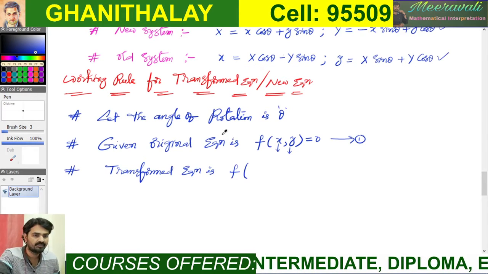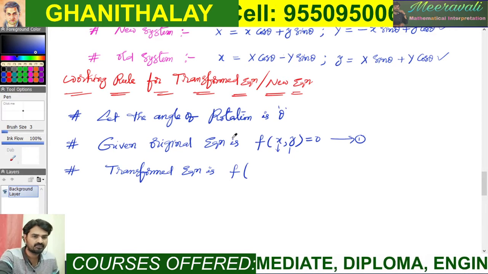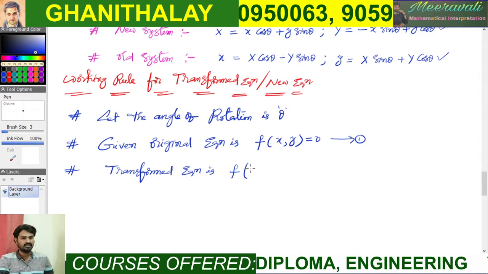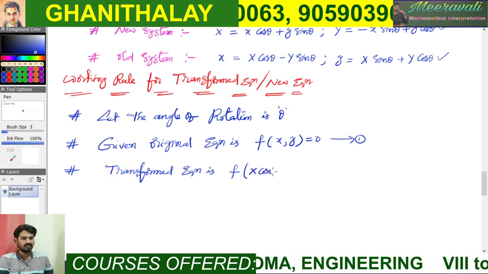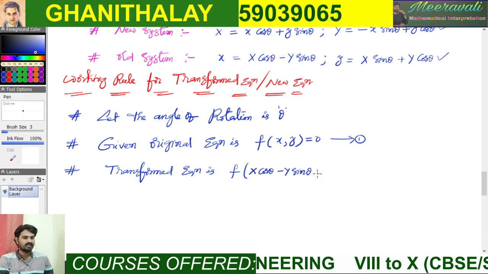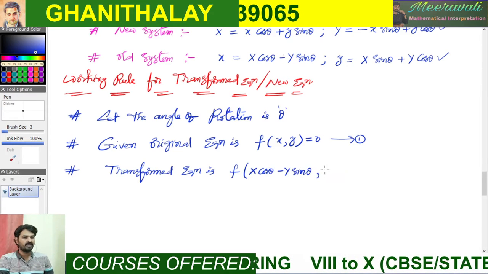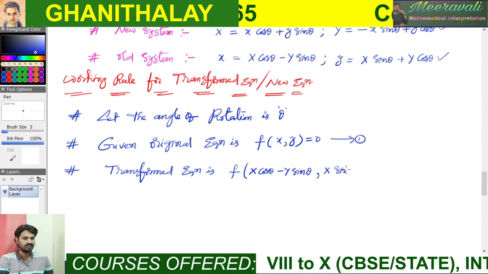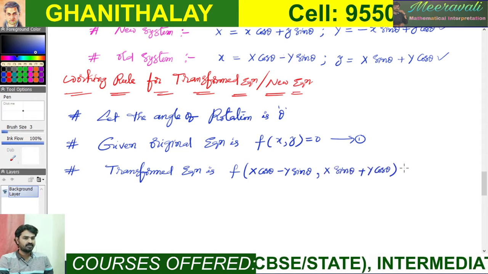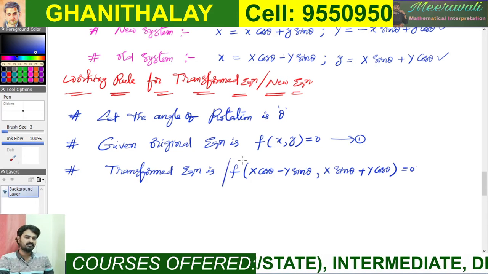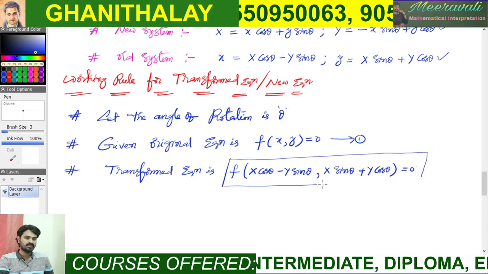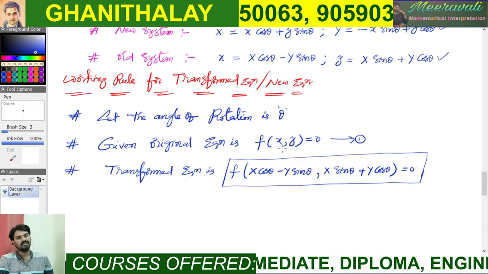So that means you have to write small x is equal to capital X cos theta minus capital Y sin theta. This is the value of small x, comma, you can put small y as capital X sin theta plus capital Y cos theta, is equal to 0. This is the transformed equation. That means you put small x as the small x formula, small y as the small y formula.